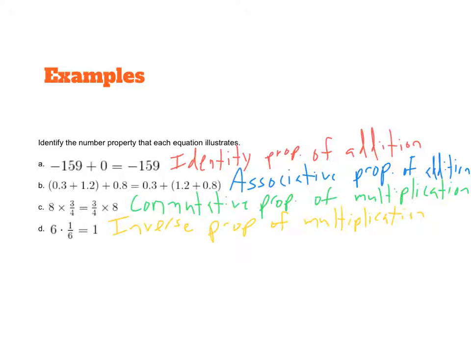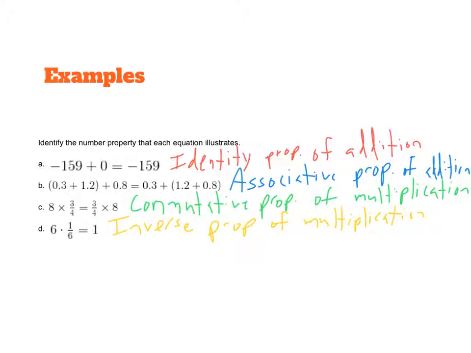Okay, so here are the answers. Let's see how you did. For the first one, looks like we've got negative 159 plus 0 is equal to negative 159. Since we're adding 0 to a number and getting the same number back, that's the identity property of addition.